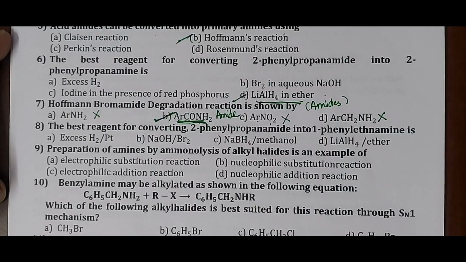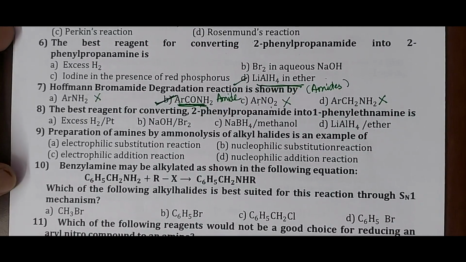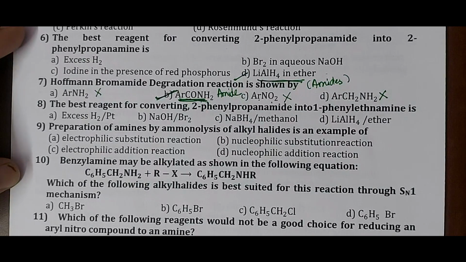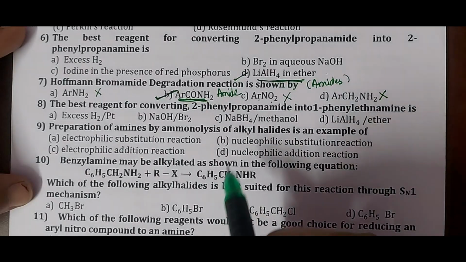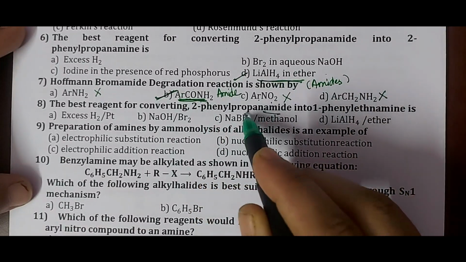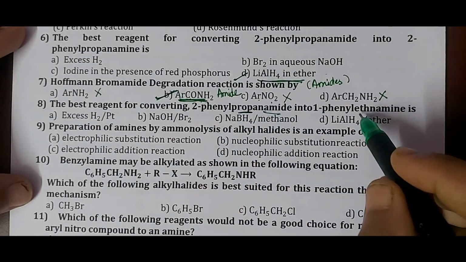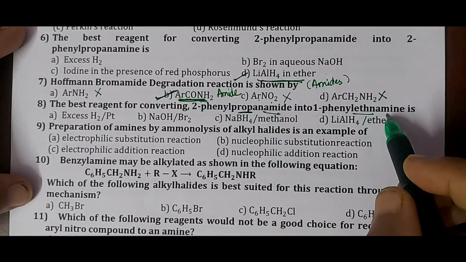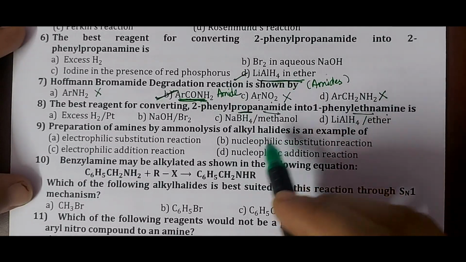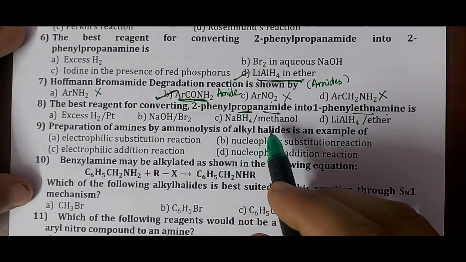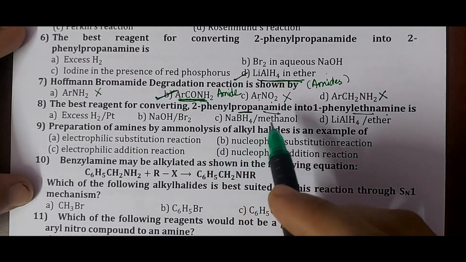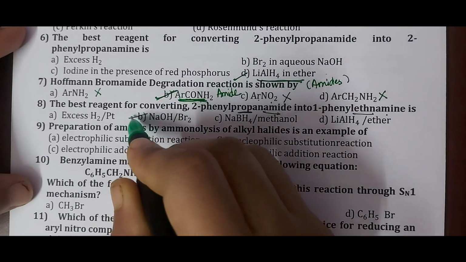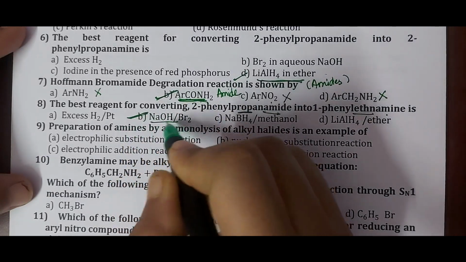Next, question number 8. The best reagent for converting 2-phenyl propanamide into 1-phenyl ethanamine. If you look here, the amide has 3 carbon atoms. In ethanamine, 1 carbon atom is decreased and the amide is getting converted to amine. This is a reaction shown by Hoffman bromamide degradation reaction, and in Hoffman bromamide degradation reaction, we take bromine and NaOH. So here the correct answer is option B.